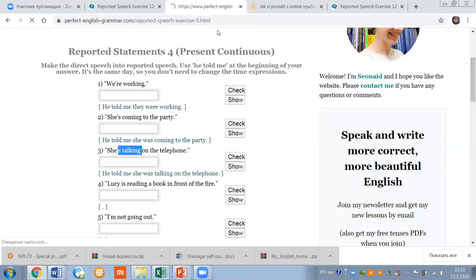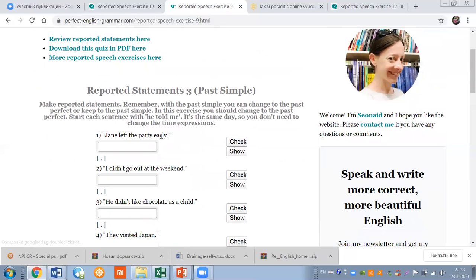Jane left the party early. Where is past simple here? It's the verb "left". What's the past perfect of this form? Past perfect always has "had" and the third form of the verb. So "he told me", this is what we write in the beginning of each sentence according to the task. He told me Jane had left the party. So we just change this sentence by adding an auxiliary verb "had".